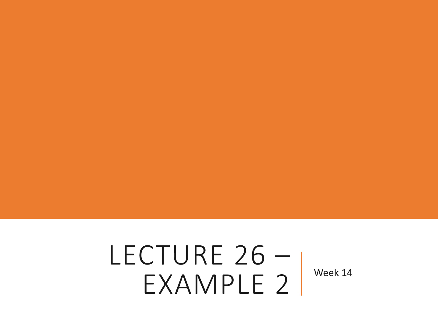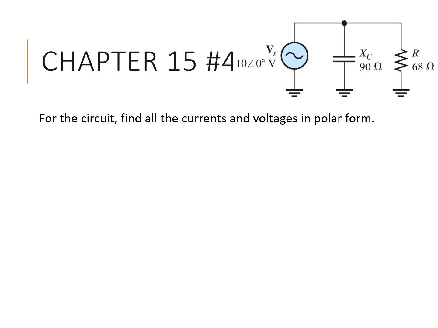Right, let's get into these two examples from lecture 26 finally. So we're going to start with number 45 here, where we want to find all the currents and voltages in polar form. So that means that we are going to want to have the magnitude and the angle.